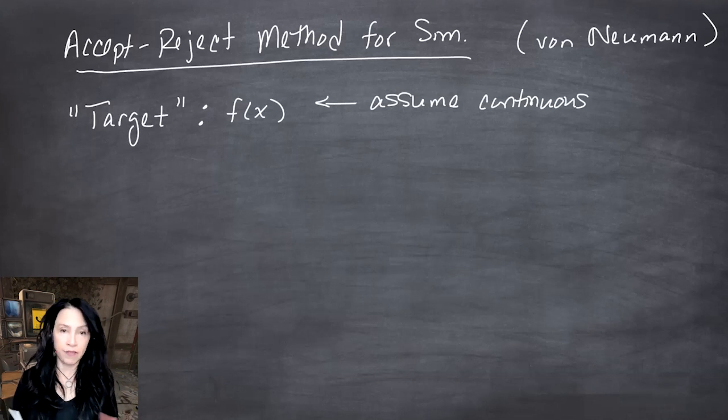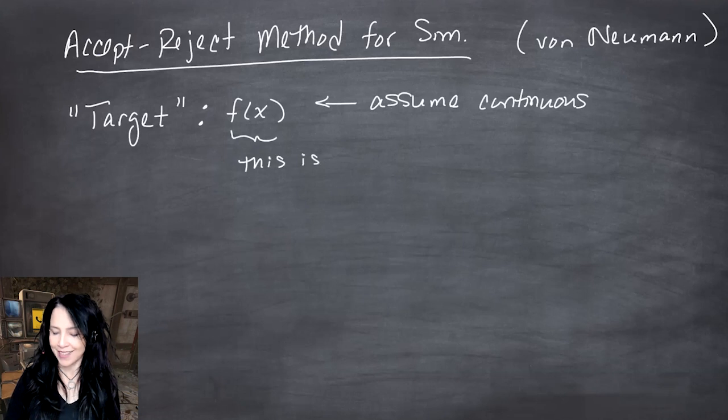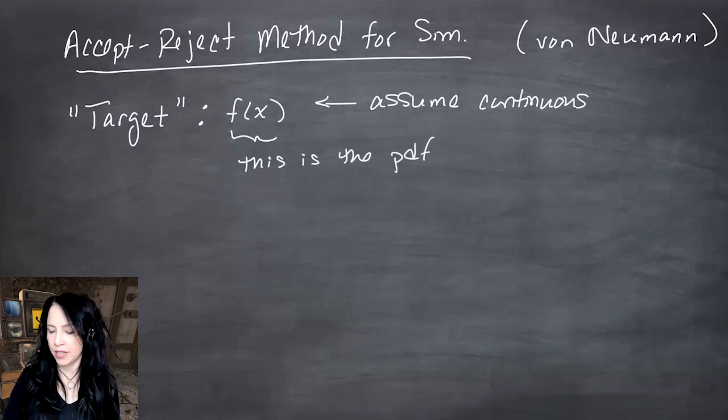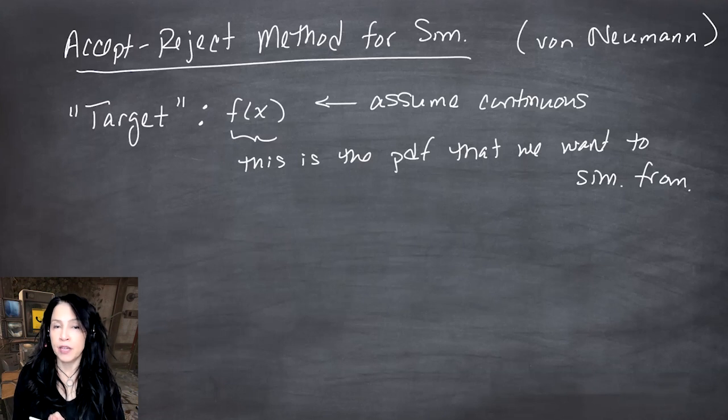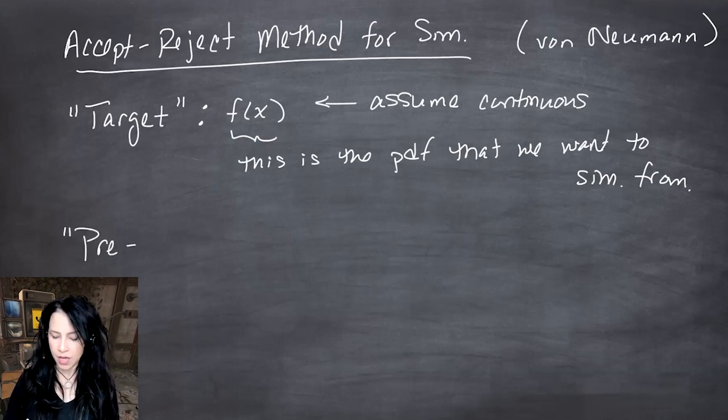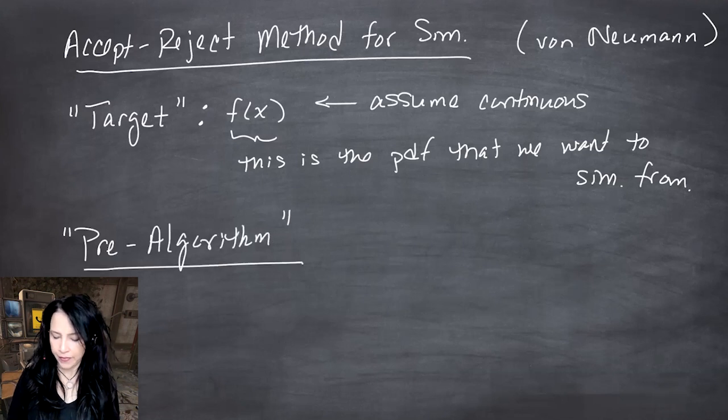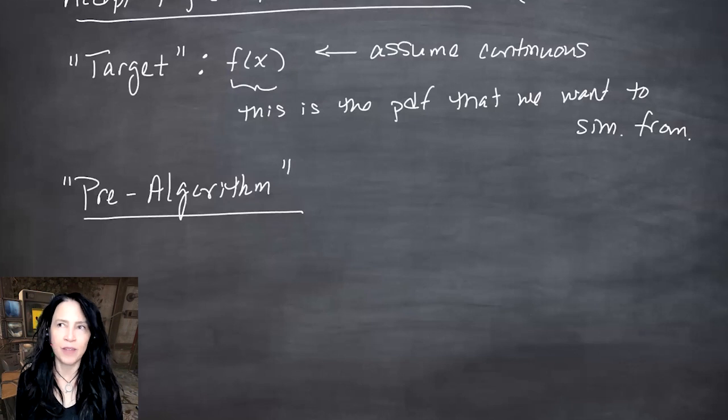And I want to simulate values from this PDF. So again, by target, I mean this is the probability density function that we want to simulate from. So the accept reject method has what I call pre-algorithm steps. You need to choose another function that has some nice properties, and then you're ready to talk about the algorithm. So I will call this, lots of quotes today, pre-algorithm steps or setup. And I think I'll describe it in the classical way, but I always implement this backwards.